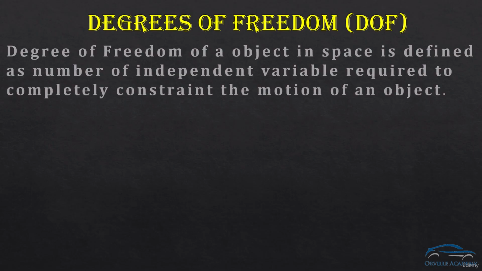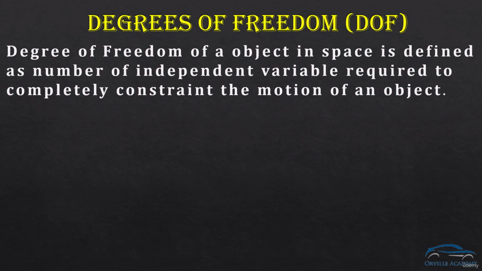So like this only, the understanding of degrees of freedom will be developed while we are working on the projects. But if I have to define the degrees of freedom, then it is simply defined as the number of independent variables required in order to completely constrain the motion of an object. This is the straightforward definition of degrees of freedom in mechanics.